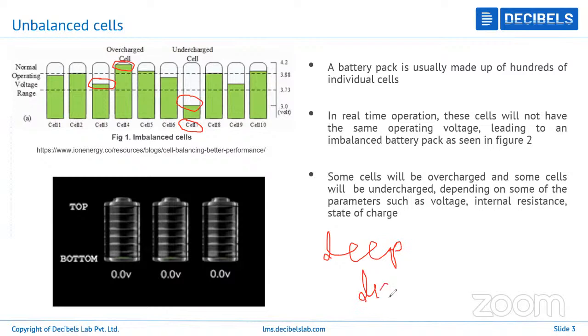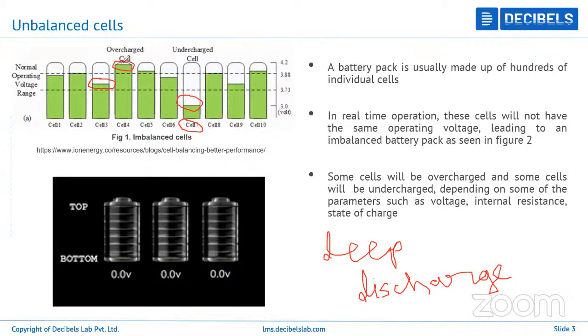What that means is that it is being discharged beyond its safety limit, and that can cause irreversible damage to the cell during operation, and it can also start to age the cell or damage the cell internally. This is why it is important that all of these cells stay within the operating limit, and this not only applies to discharge but also applies to charging.